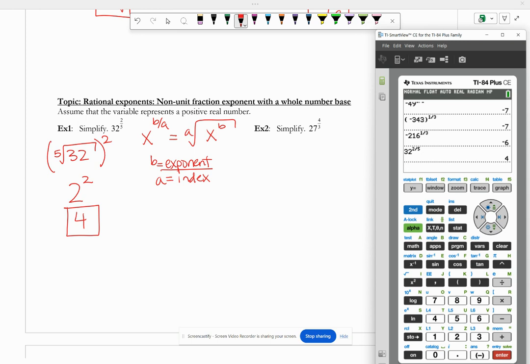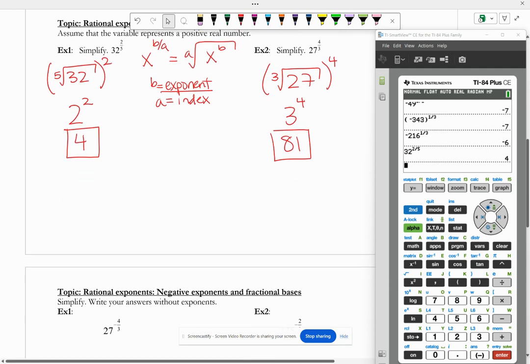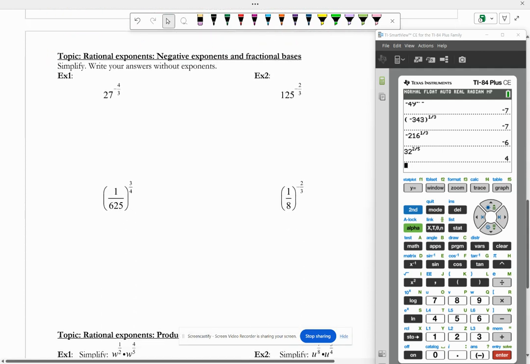Same kind of idea applies with 27 to the 4/3. I'm going to do the cube root first. I can tell because that index is down below. The cube root of 27 is 3. So I'm going to take 3, raise it to the 4th, and that'll give me 81. So we're working with rational exponents. Keep in mind where the index is and where the exponent is, so that you can keep track of whether you're doing a root or raising it to a power. Next, negative exponents and fractional bases.